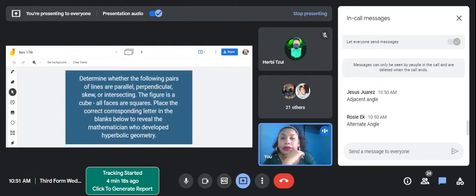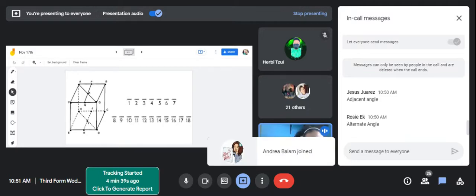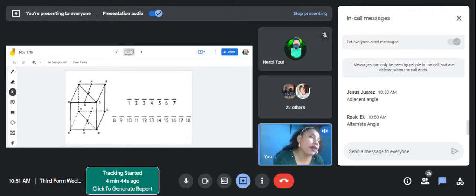Let me share this tab instead. You guys can see the Jamboard. And what we want to be doing in this first activity is just identifying the lines. So in the diagram that is given to us, which is this one, we have to be able to match the lines and then see if the two lines that are given to us are either parallel, perpendicular, intersecting, or if they are skew. So everybody understands what we are going to be doing? Can I begin?